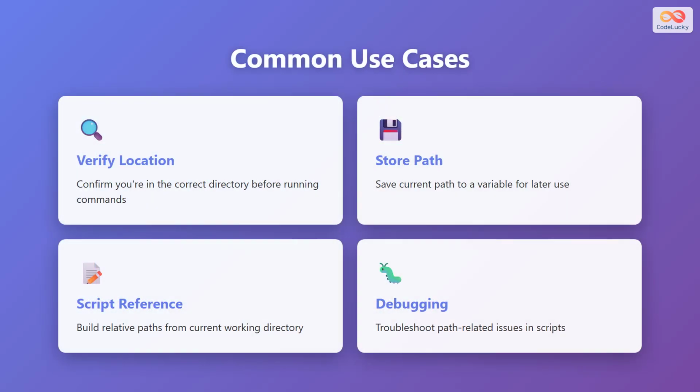Get-Location serves several important purposes in your PowerShell workflow. First, you can verify your location before running commands to ensure you're in the correct directory. Second, you can store the current path in a variable for later use in your scripts. Third, you can use it as a reference point to build relative paths from your current working directory. Finally, it's invaluable for debugging when you need to troubleshoot path-related issues in your PowerShell scripts. Knowing where you are helps prevent errors and makes your scripting more reliable.